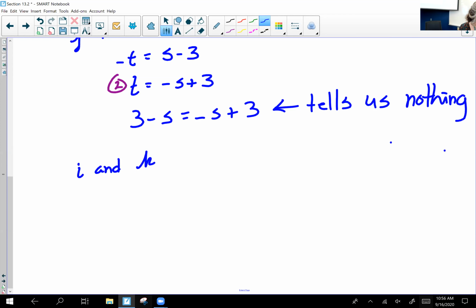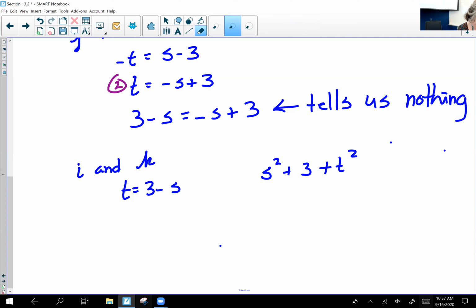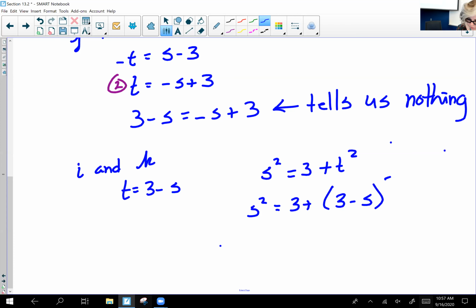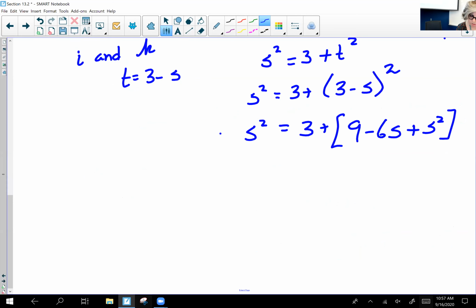All right, so the i told us that t equals 3 minus s, and then this is s squared equals 3 plus t squared. There's not a plus there, that's an equal sign. So that's going to give me s squared equals 3 plus 3 minus s quantity squared. So then we're going to have 3 plus 9 minus 6s plus s squared. Did I do that right, tutors?